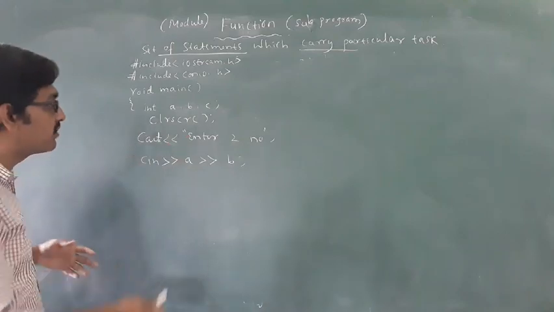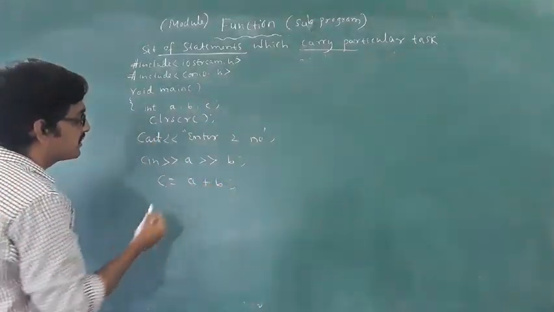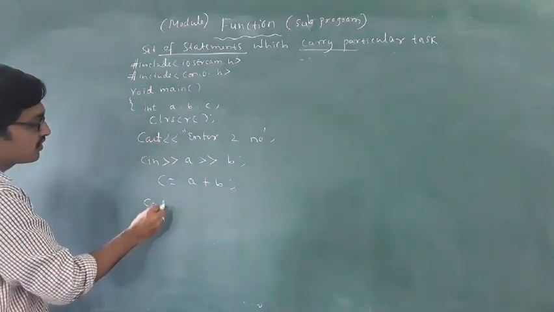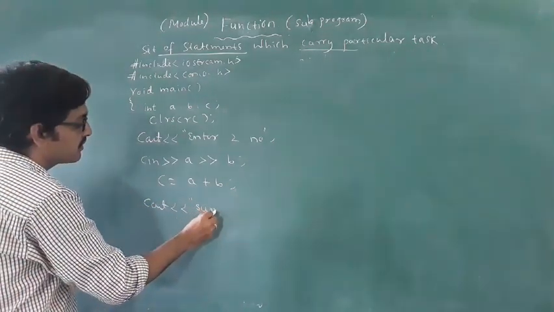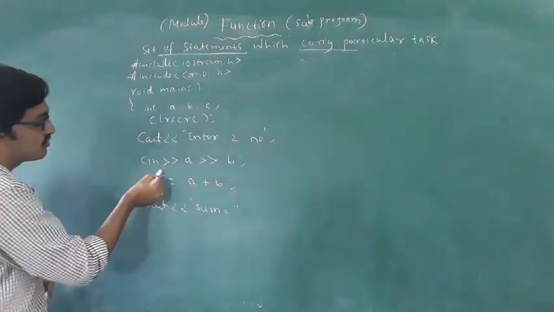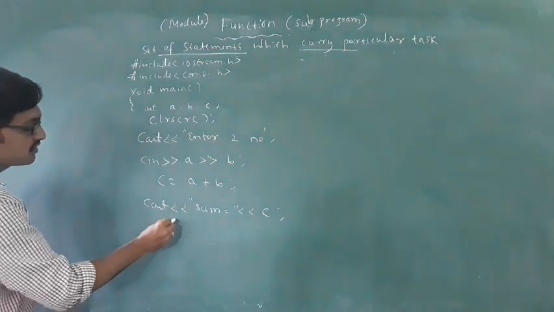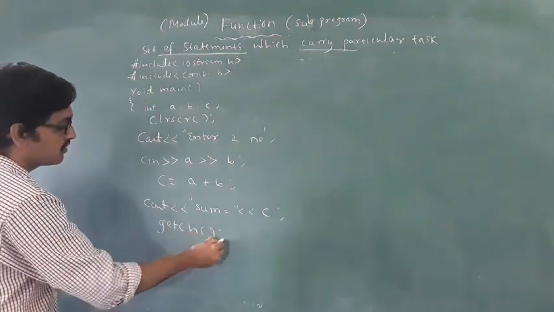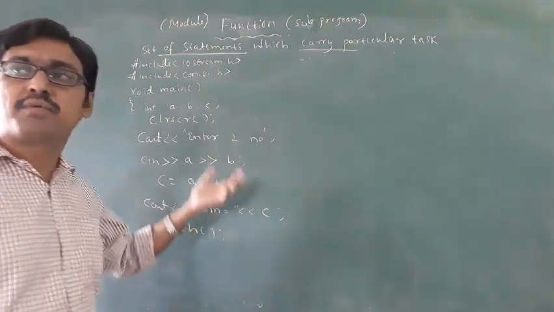Next, how to calculate the addition of two numbers. The formula is c equal to a plus b. Then what is the answer? cout addition sum equal to, and where you store it, that is c, then getch. This is the normal program, already you know.